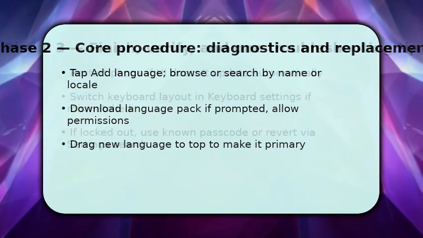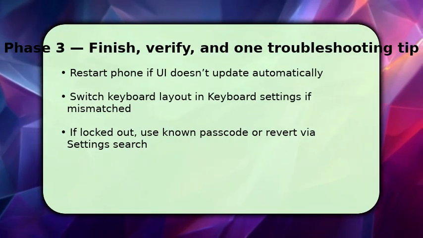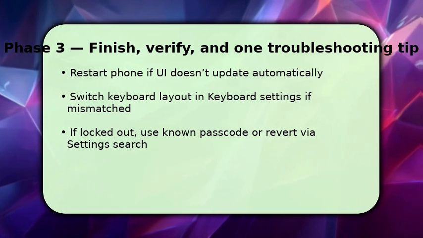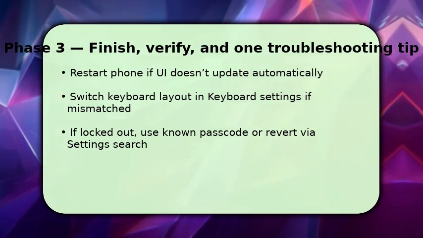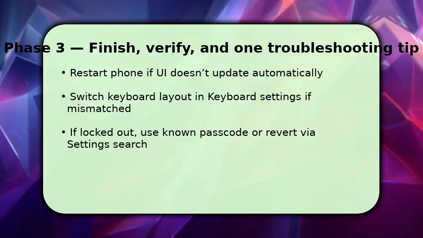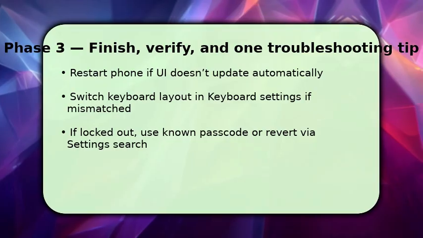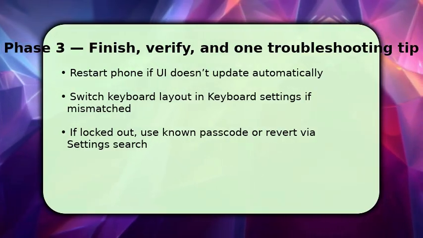To finish, check the interface. Once the language is set to primary, most menus update immediately. If not, restart the phone to force a refresh. Make sure the keyboard layout matches the language in keyboard settings. Change it if characters look wrong. If an app still shows the old language, clear its cache or reinstall.